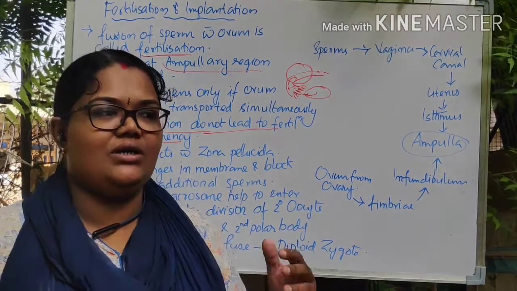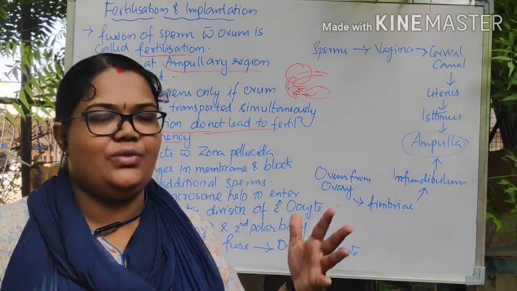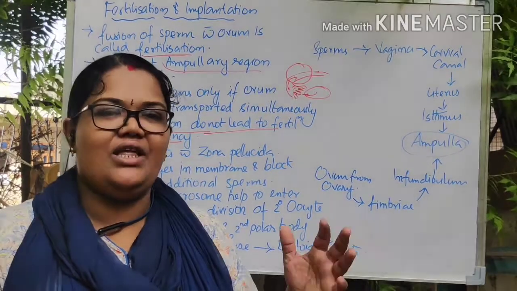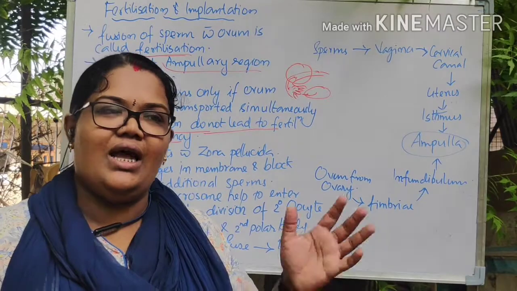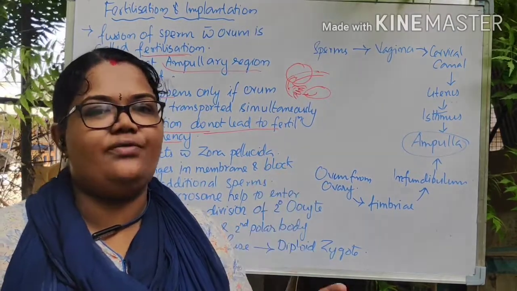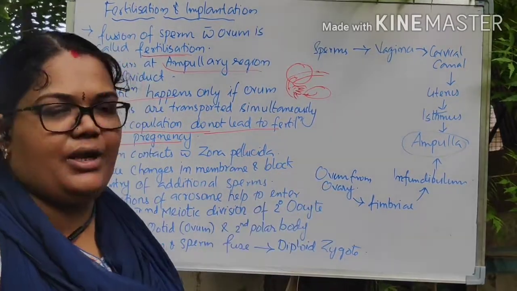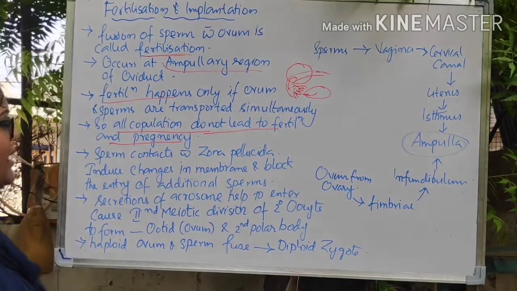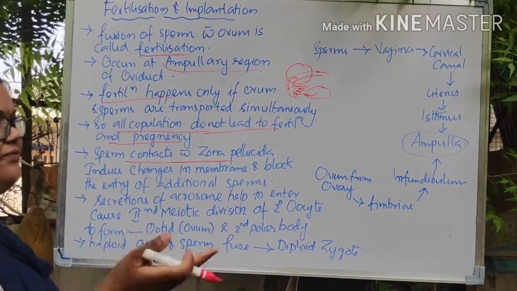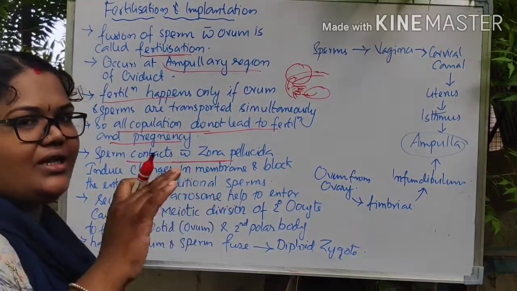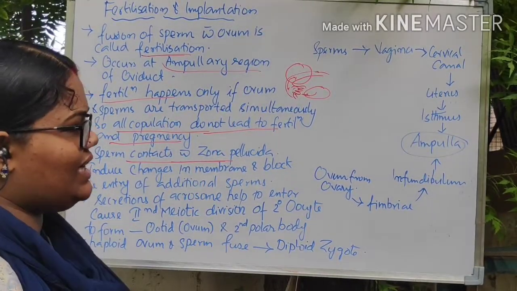That's why whenever couples who need a baby consult their gynecologist, they make sure that copulation happens at the time of ovulation, right? Clear? Now the sperm contacts the zona pellucida. Now if that sperm reaches the ampullary region, once again I will tell that pathway.